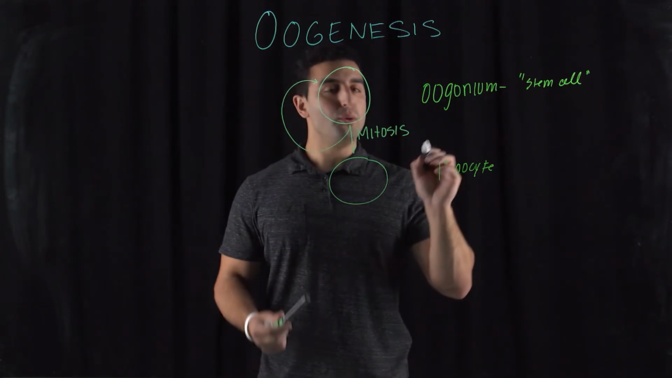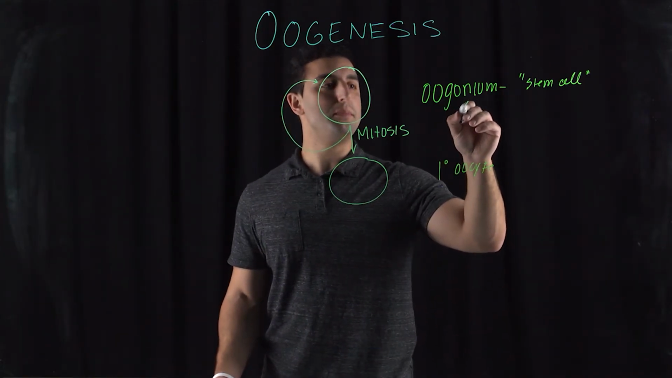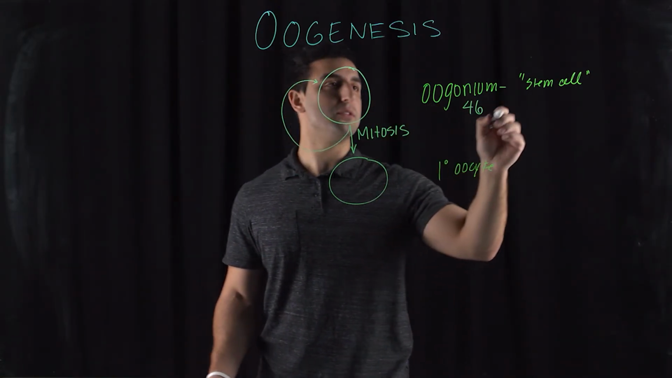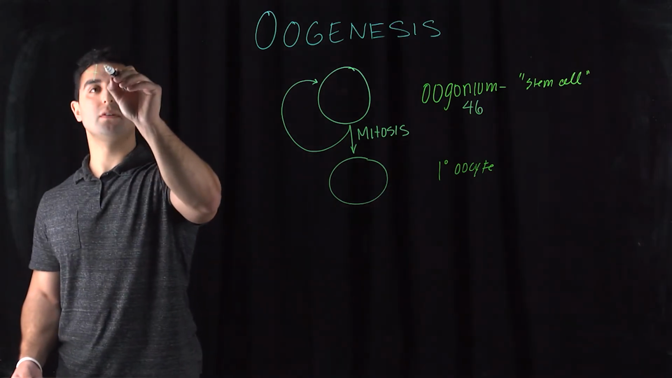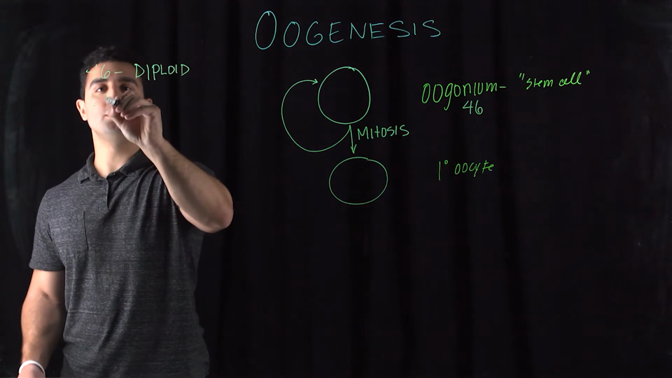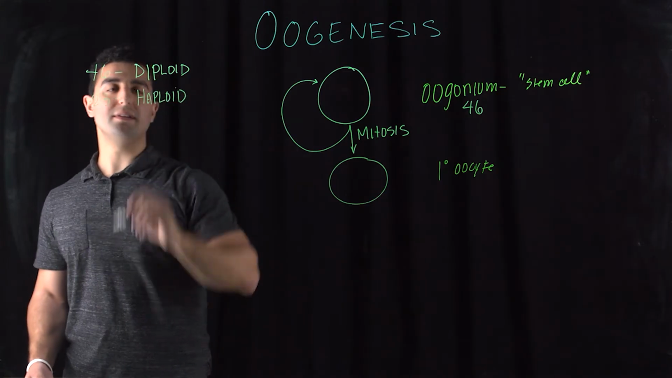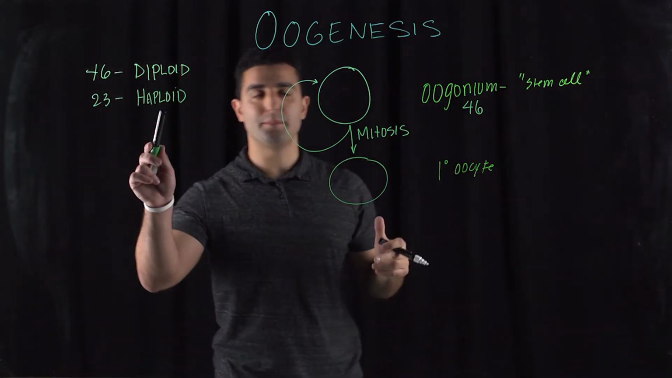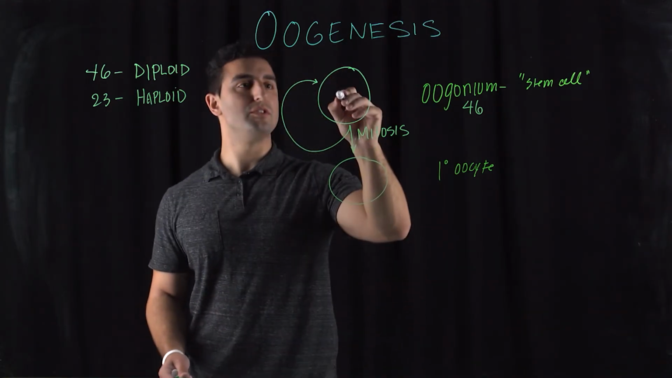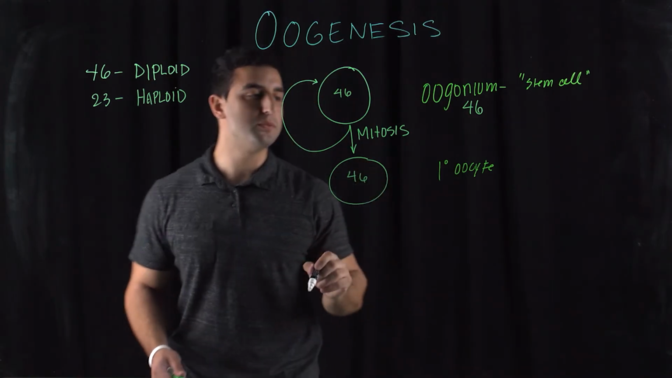And when we look at the ploidy of the cell, so ploidy is the number of chromosomes. The oogonium begins with 46 chromosomes, right? So it's known as a diploid. 46 chromosomes equals diploid. 23 chromosomes, this is known as haploid. And all of our gametes, our sperm and eggs, are haploid. All right, so going through one phase of mitosis, still having 46 chromosomes, now you have the primary oocyte. This also has 46 chromosomes.